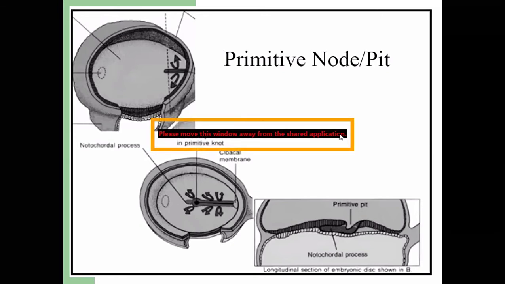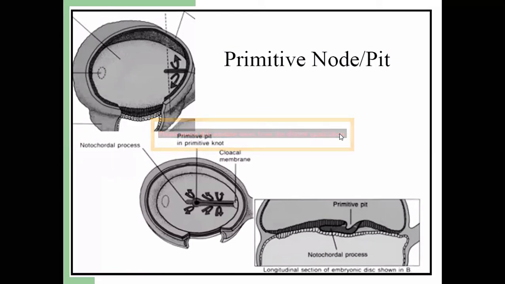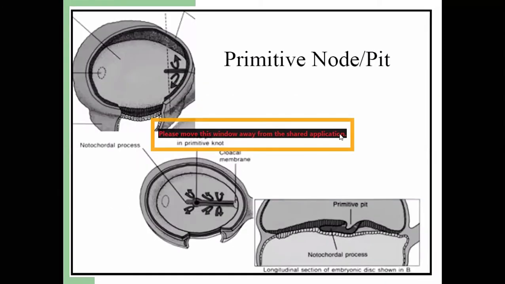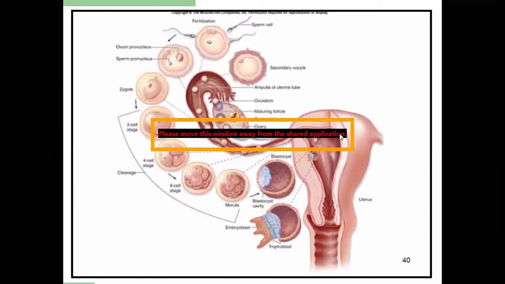So in that drawing, you will understand that the primitive streak would be found at the center. It will divide the embryo into a left and a right, and anteriorly you have the cranial portion, and a caudal posterior portion. Okay, so that is the importance of the primitive streak.